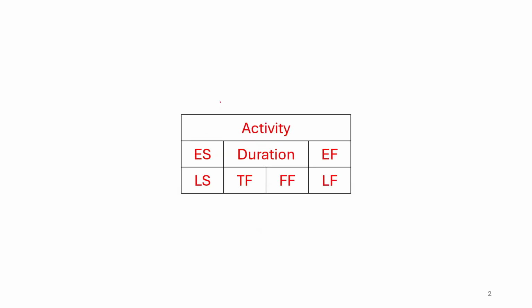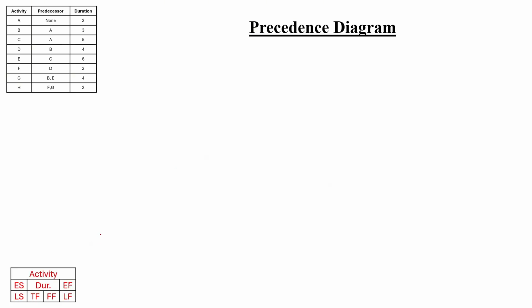In this precedence diagram, I'm going to use this format where the top is going to represent the activity, ES, early start, early finish, late start, late finish, duration, total float, and then free float. Each of these terms will be clear once we proceed with the example. Now let's start drawing the precedence diagram.